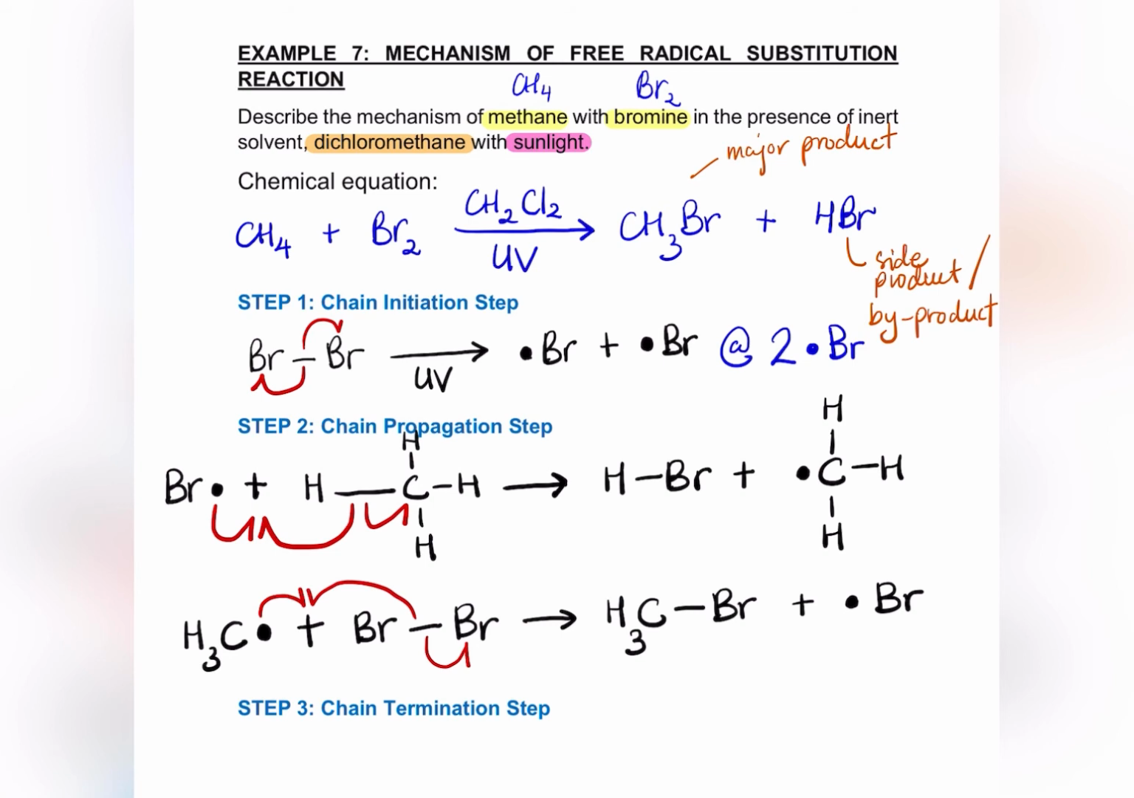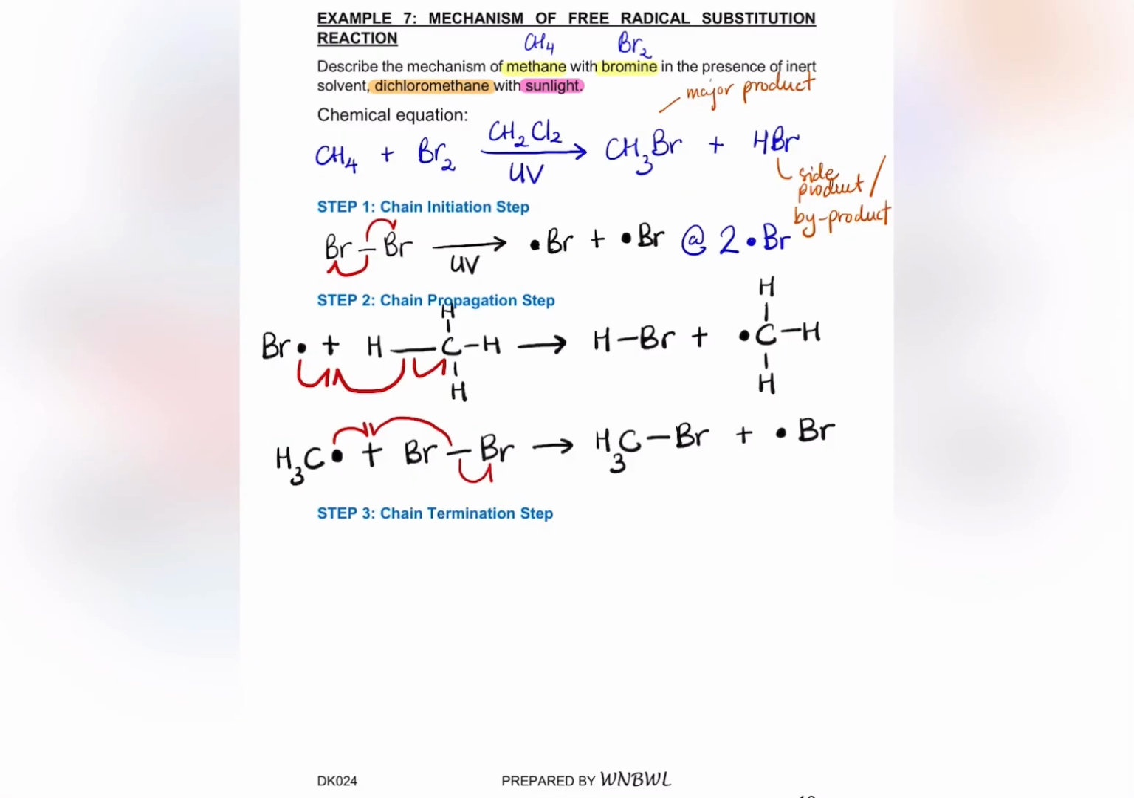So to make this propagation step stop, we are going to proceed with step number 3, the chain termination step. Chain termination is when you combine all free radicals, which are the same and different, together. As you see from here, you've got bromine radical and you've got methyl radical. So we are going to start with 2 bromine radicals.